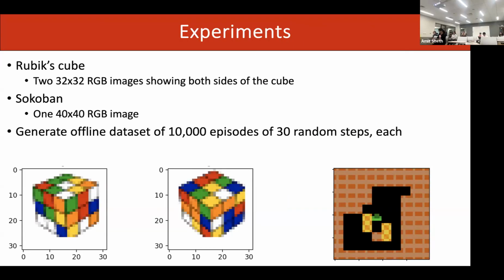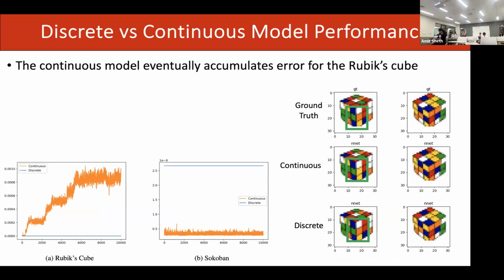We do this on RGB images of the Rubik's Cube as well as of Sokoban. So we're only giving it the RGB images. We give it a limited set of states for training, and it trains itself on these states to predict not the next RGB image, but rather the next latent state.